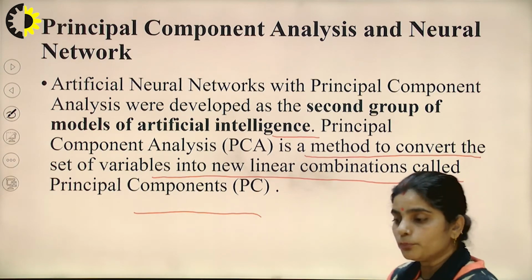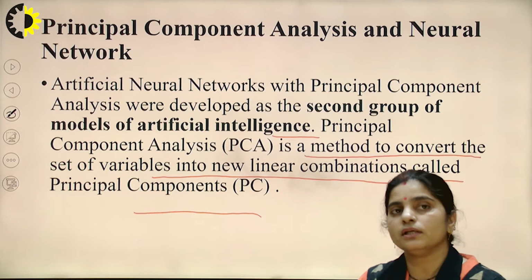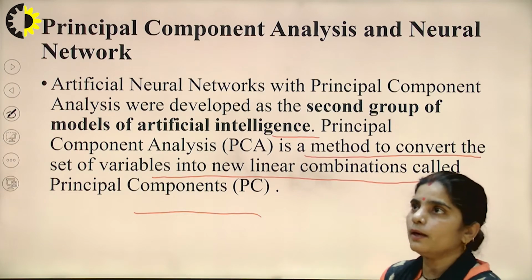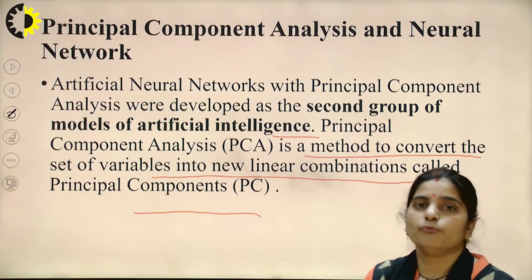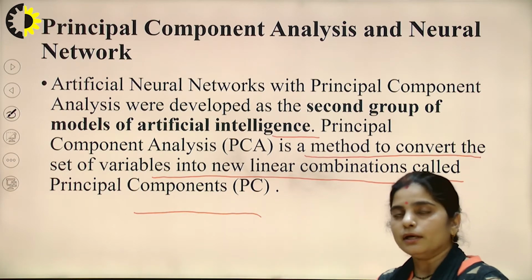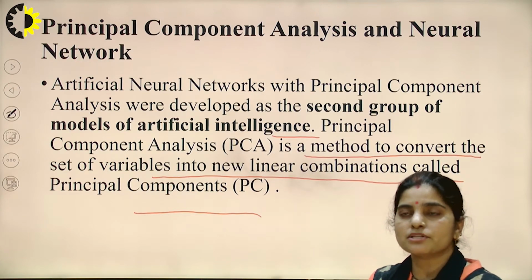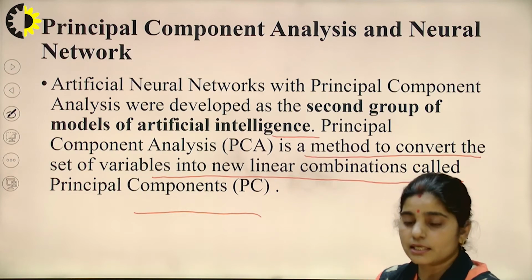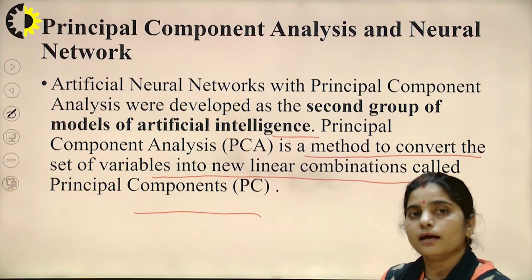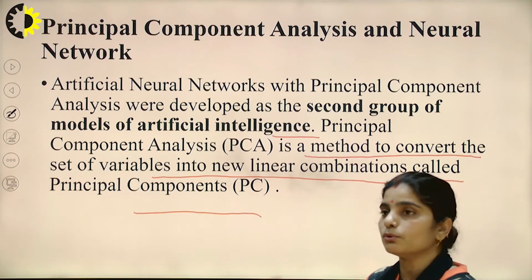Whatever input data sets we have, on the basis of those input data sets we create new linear combinations, and that new linear combination will contain as much as possible the same information that the initial data contains. It reduces the dimensions of the images in the data sets, but it tries to keep the data as it is. It only reduces the dimension, not the information.